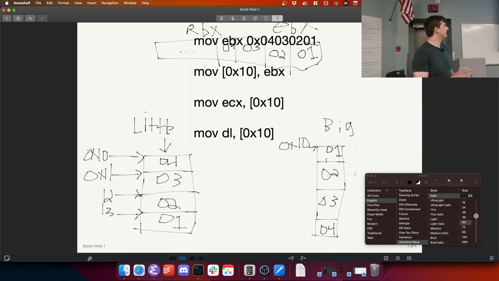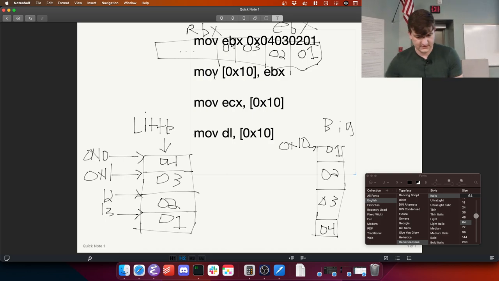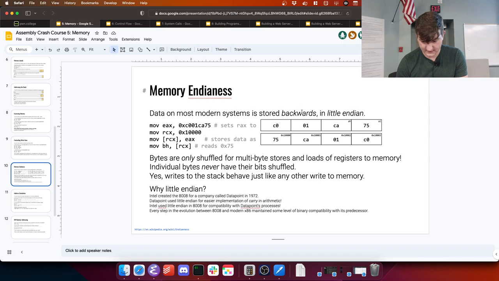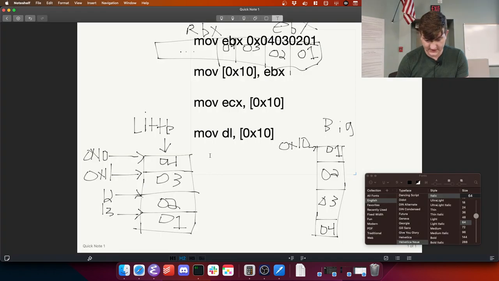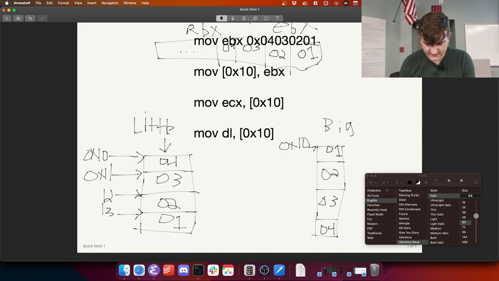For the way you move EBX 04, 03, 02, 01, it'll be like the opposite. The lower one would be at the top, and 04 would be at the bottom. You should go backwards. No, so wait, did I write that wrong? Oh, you may be right. Yeah, let's see. So the lower goes at the... Yeah, good call. Look at that. Somebody was paying attention. You're all fired. Just kidding.